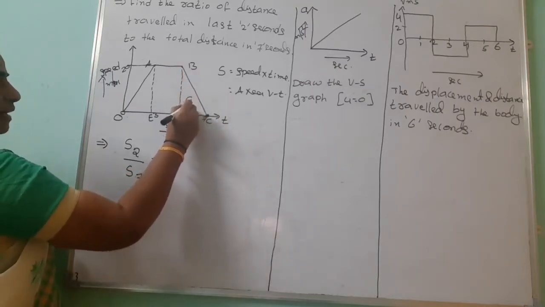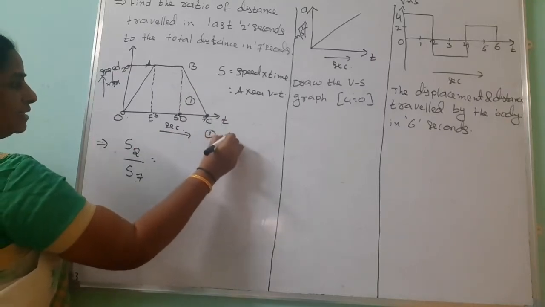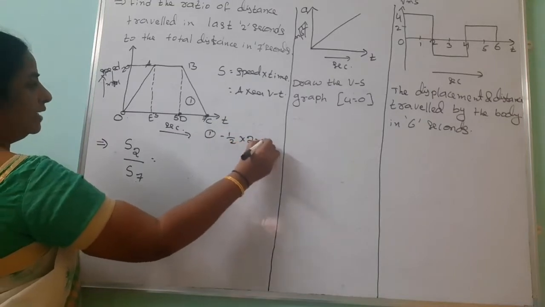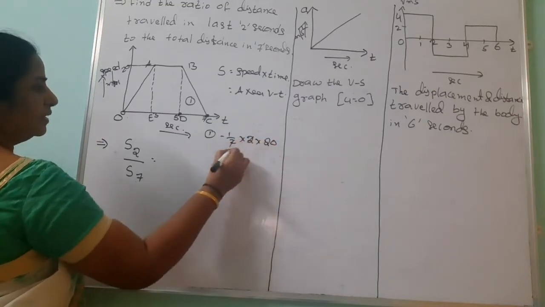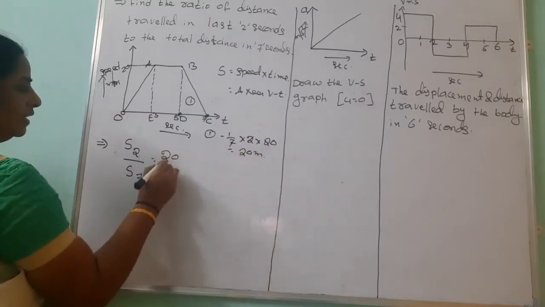This is the first part. The area of the first part is half into base 2 into height 20. So this is how much? 20 meters. So S2 is 20 meters.